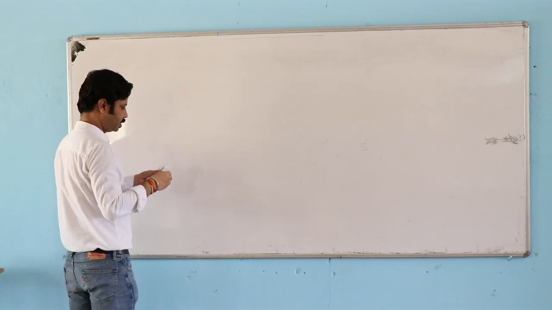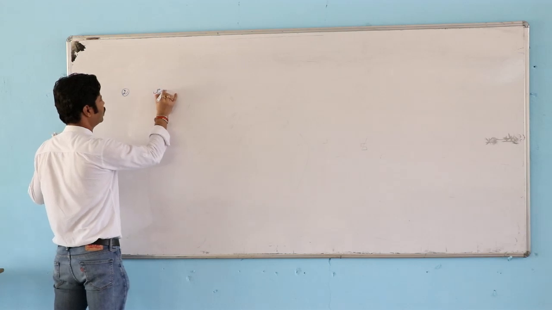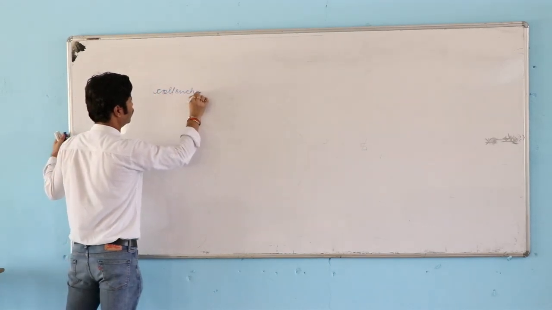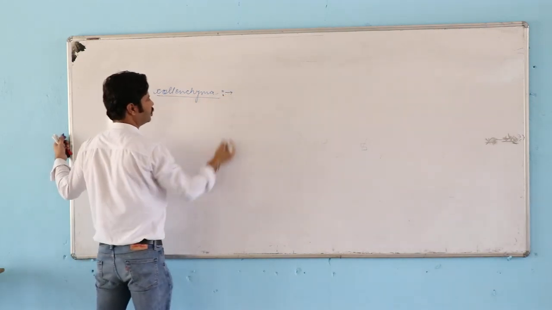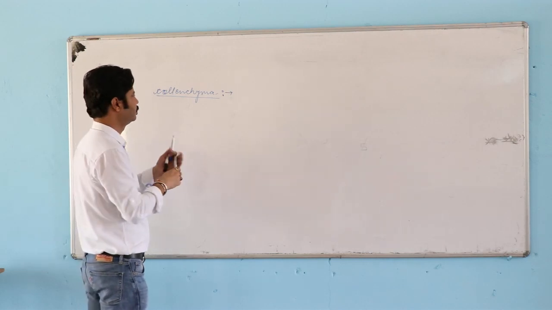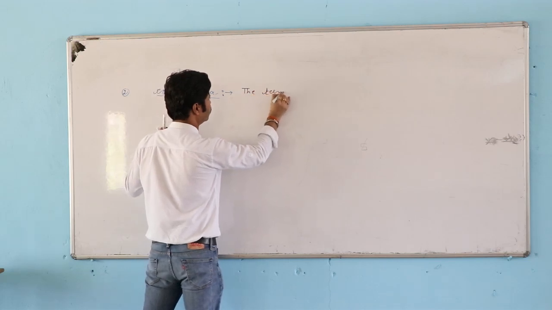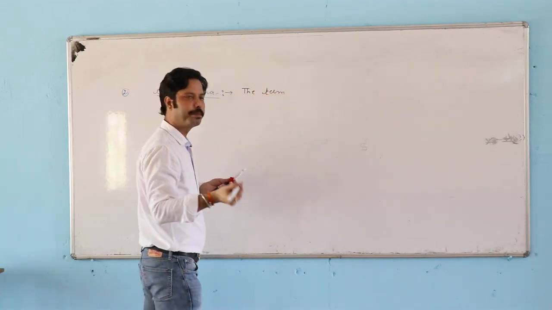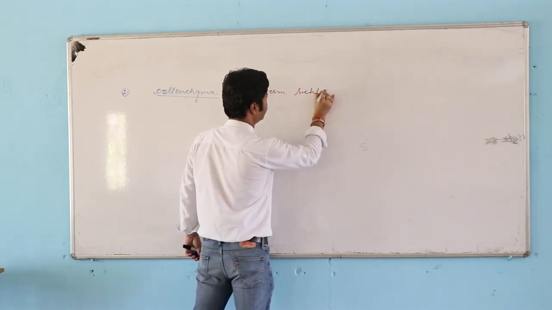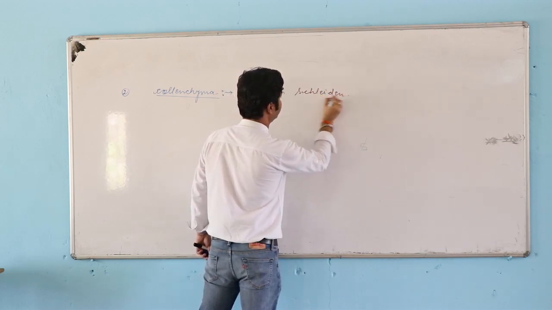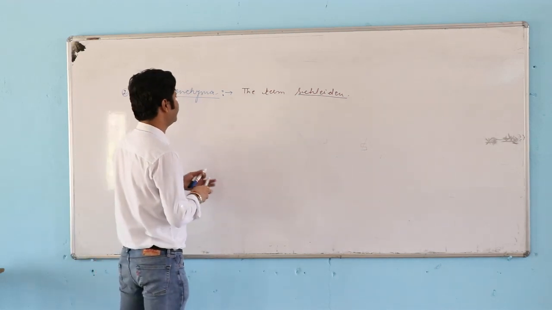Now second tissue is collenchyma. The term collenchyma was coined or proposed by scientist Schleiden.